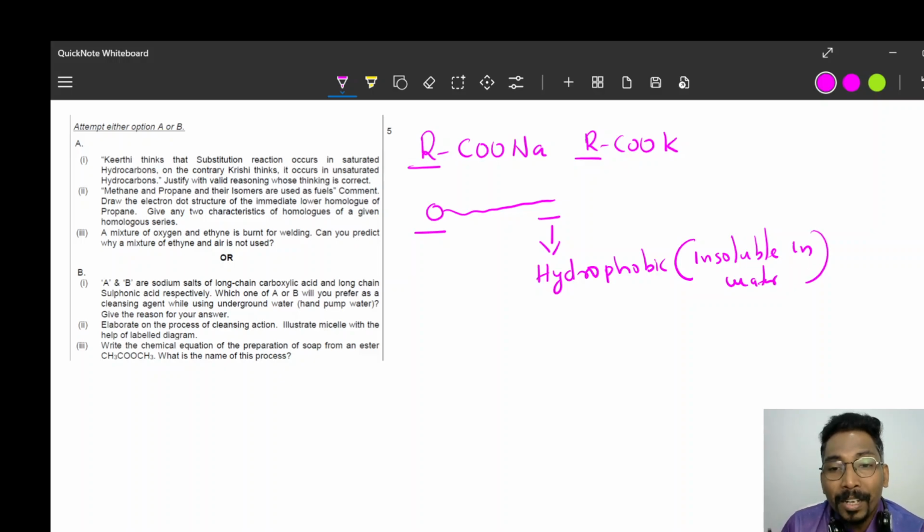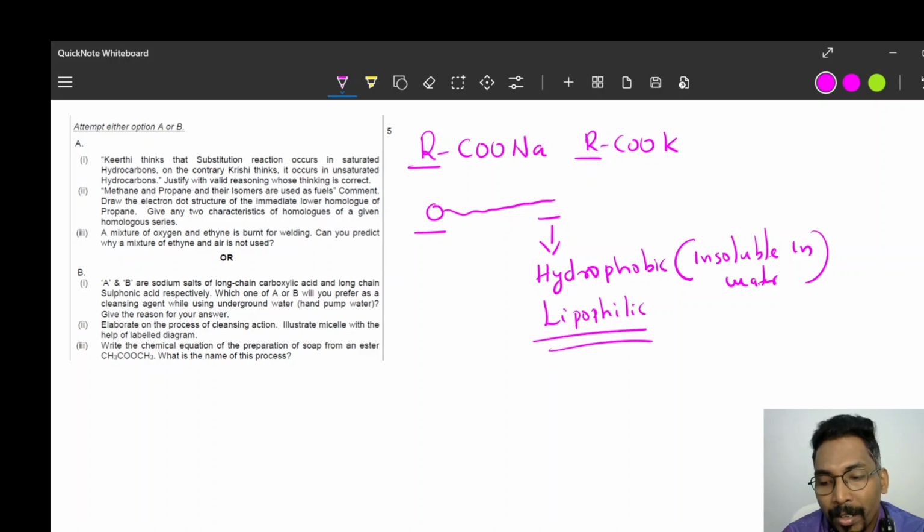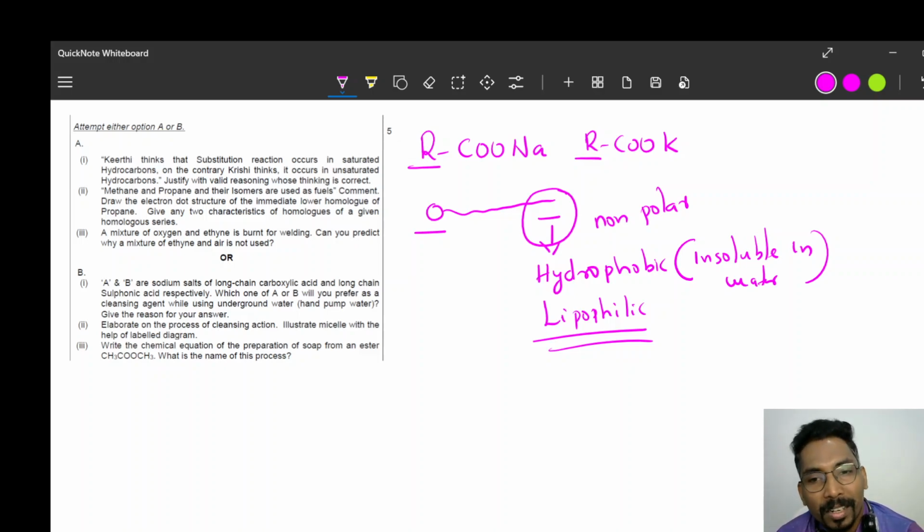But this end will be soluble in lipid solvents, organic solvents. So you can say that it is lipophilic in nature. One more term you have to remember regarding this particular end: it will be the non-polar end. Non-polar means no charge.